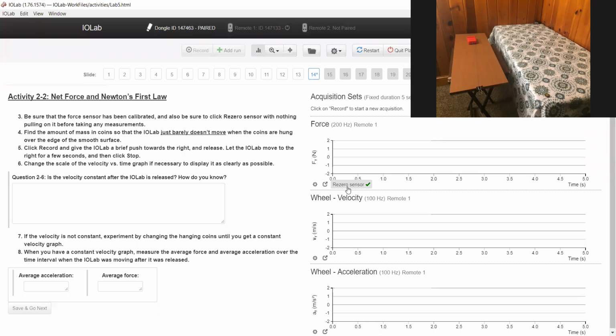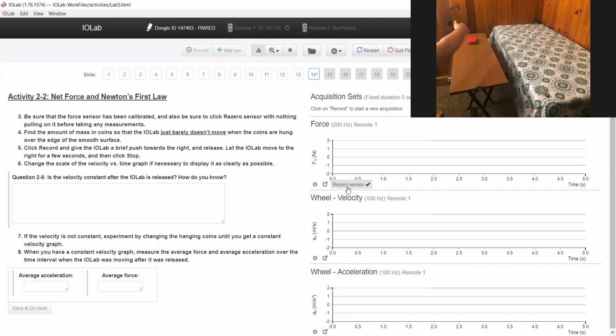Okay, let's go to the experiment. To set up, you have to put the mass of the coins, which we have kept here, just barely equal to the friction, so that the IOLab will not move. If the mass is greater than the friction, it will pull your IOLab and it will keep moving. So you have to keep the mass of the coins such that it barely moves. Like, it will not move.